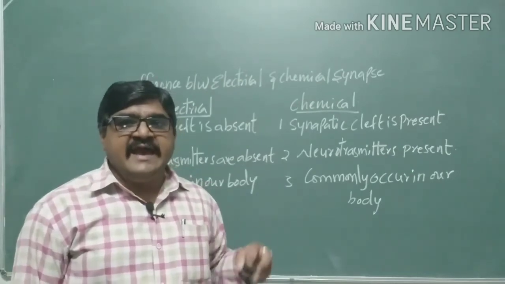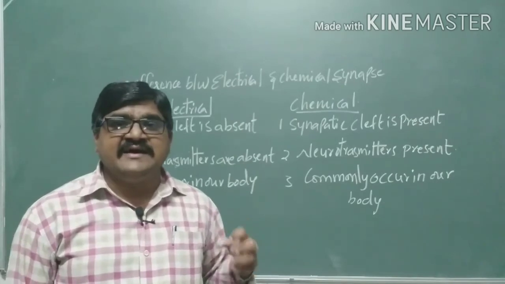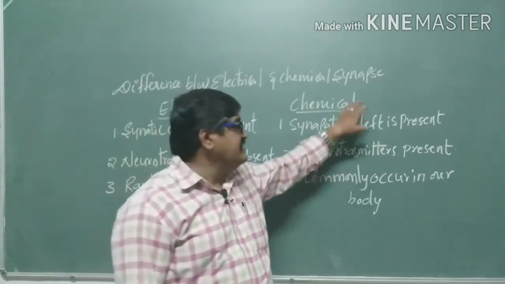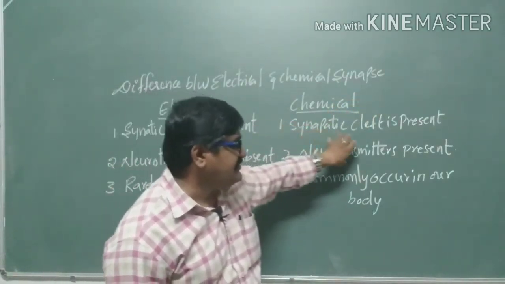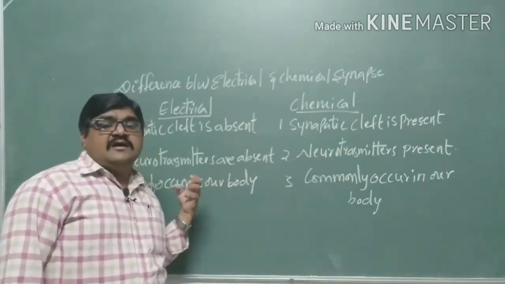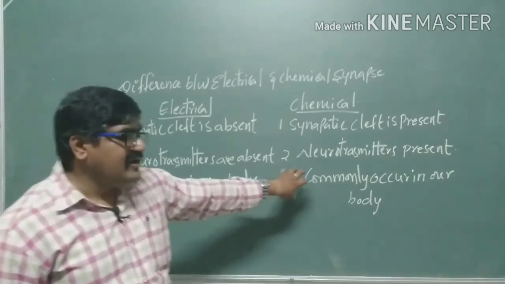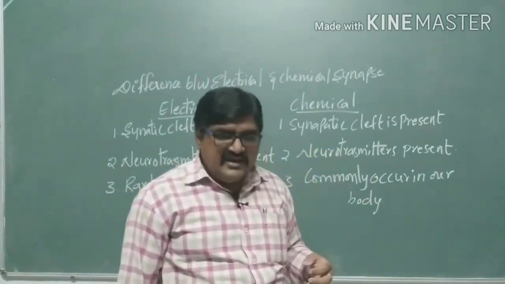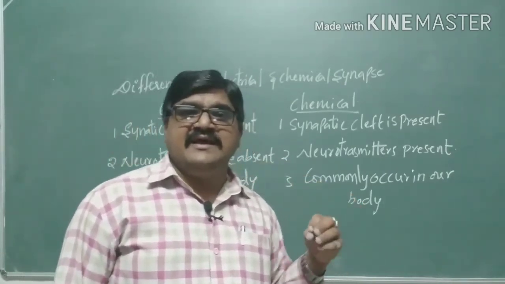So these are the differences between the electrical as well as chemical synapse. First, the synaptic cleft is absent in the electrical synapse, and in the chemical it is present. Neurotransmitters are absent in the electrical and present in the chemical. And electrical synapses occur rarely in our body, but chemical synapses occur commonly. These are the differences between the electrical as well as chemical synapses.